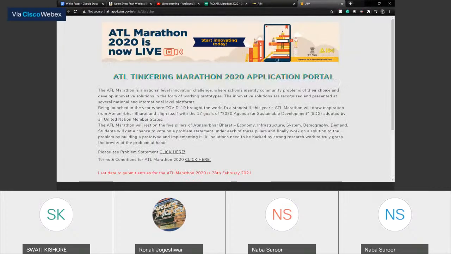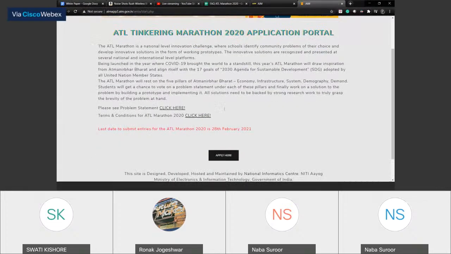Once you click on the banner, you will have the link here, and you can see all the relevant problem statements that we have shared, the 10 problem statements in the five Atmanirbhar Bharat pillars: economy, infrastructure, system, demography, and demand, here by clicking here. And all the terms and conditions for the ATL Marathon 2020 are mentioned here. Please note that the last date to submit entries for the ATL Marathon 2020 is 28th February 2021.